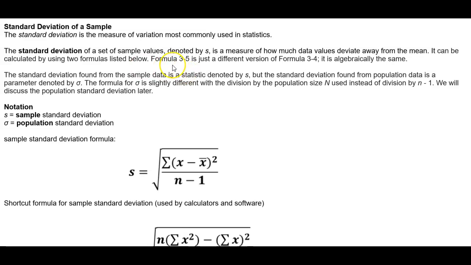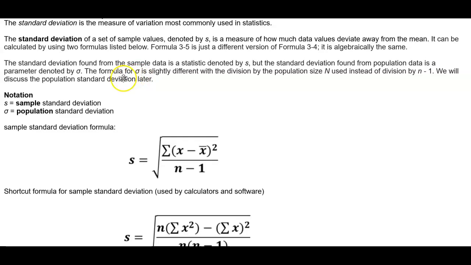The first formula, 3.5, is just a different version of formula 3.4, but it is algebraically the same. Now, the standard deviation found from the sample data is a statistic denoted by the lowercase s, but the standard deviation found from population data is a parameter denoted by sigma. So the formula for the population standard deviation is slightly different, with the division by the population size, capital N, used instead of division by n minus 1. And we will discuss this population standard deviation later.